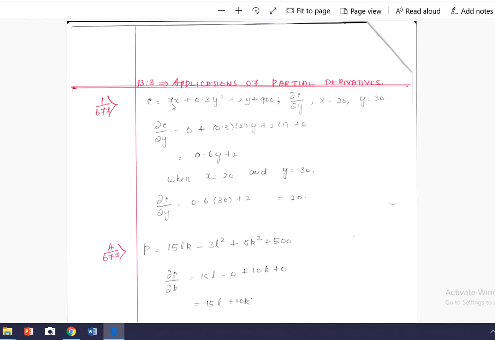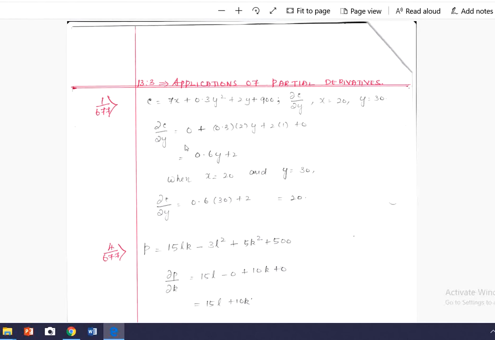C is equal to 7x plus 0.3y square plus 2y plus 900. Here x equal to 20, y is equal to 30. They ask us to find dou c divided by dou y. Differentiate in terms of y by keeping x constant.